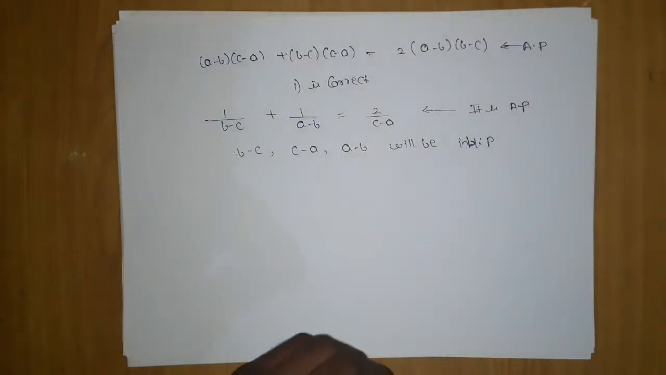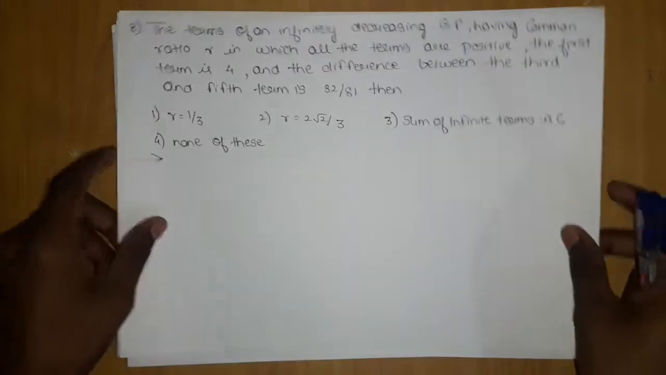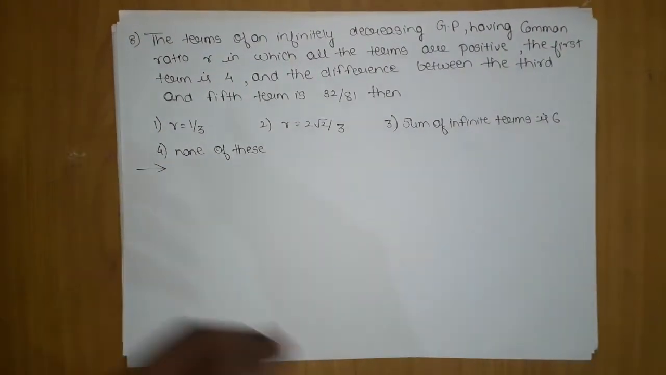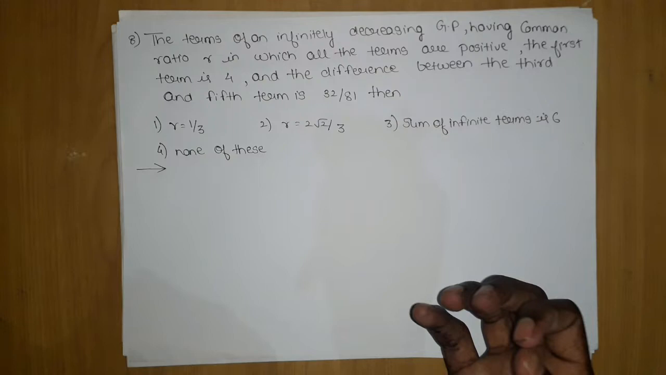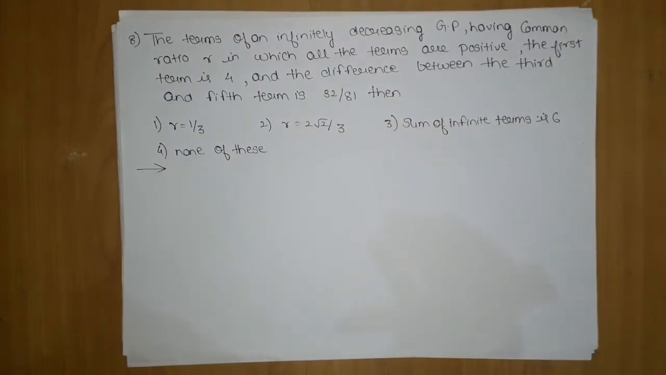Now let's move on to the next question, the eighth question. The terms of an infinitely decreasing GP, listen to this: a decreasing GP having common ratio r in which all the terms are positive. The first term is 4 and the difference between the third and the fifth term is 32/81. Now it is a decreasing GP, but a decreasing GP shouldn't make you feel that r is negative. Don't assume that until they mention it. It has common ratio r in which all the terms are positive.